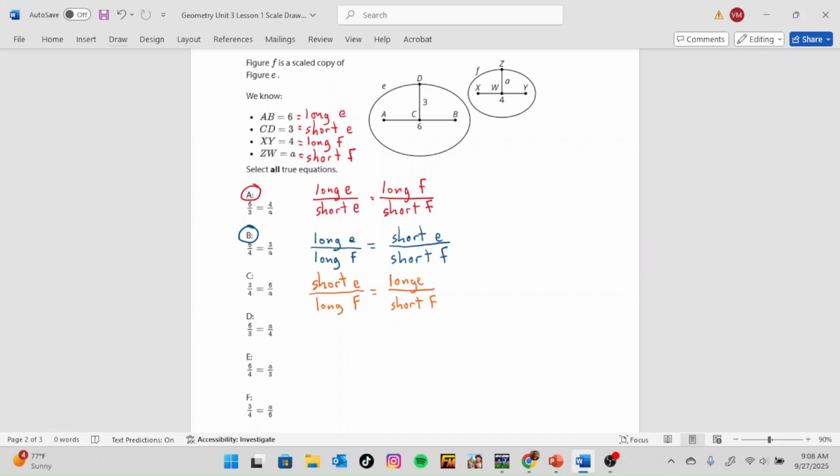But now when we look at C, we've got the short of one on top and the long of the other, of the same one on top, but then we have the long of the other on the bottom with the short of the other on the bottom, and they're switched. So C is not going to be a true equation. We're not comparing the same things.